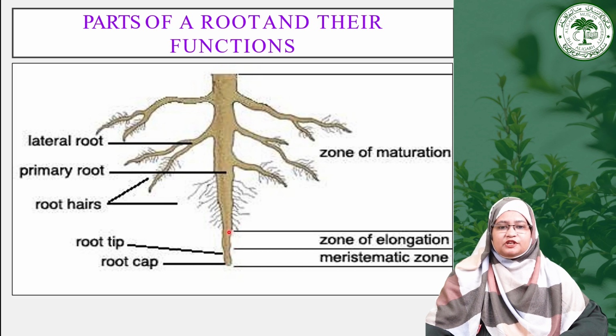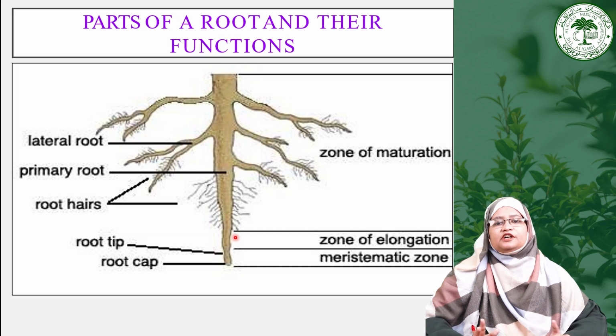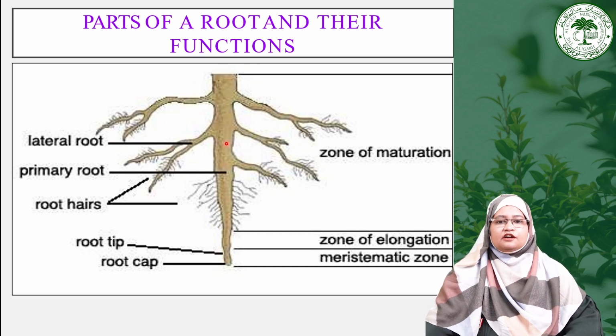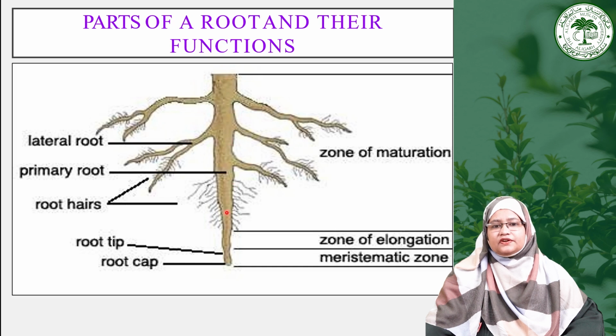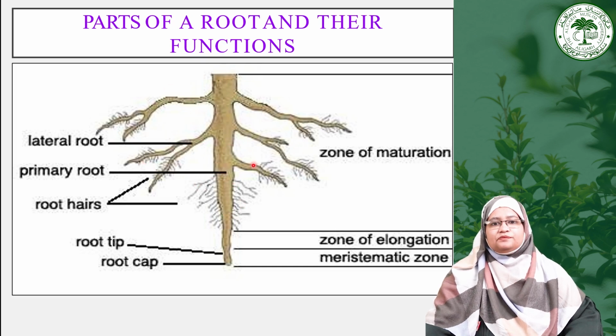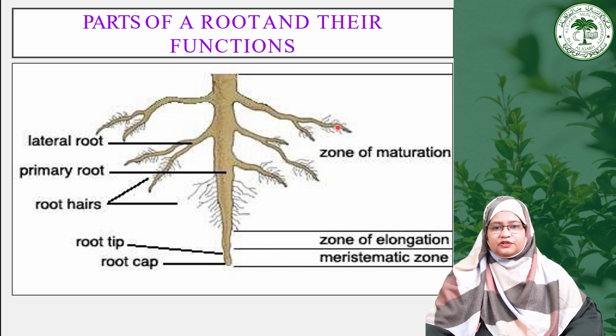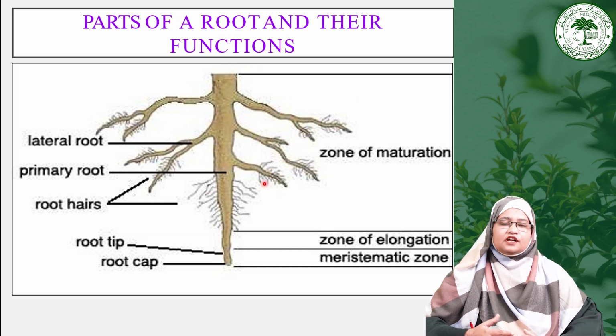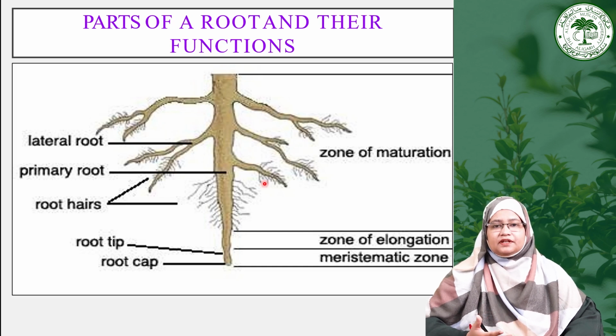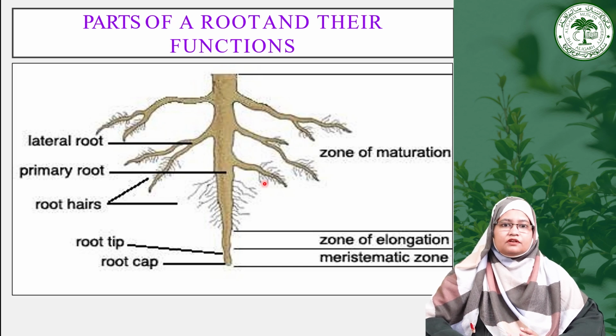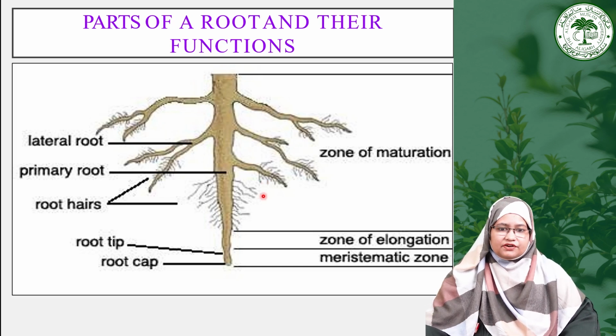Then next to the meristematic zone, there is the zone of elongation. In this zone, there will be no division, only the cells become enlarged. And in the maturation zone, you can see all the differentiation: there is the formation of the lateral roots, then the primary root, then the presence of root hairs, and all the absorption work is done by the zone of maturation, because root hairs are present in it. As we have seen earlier, 95% of water is absorbed from the root hair zone, and it is present in the zone of maturation. So, these are the parts of the root and their function.